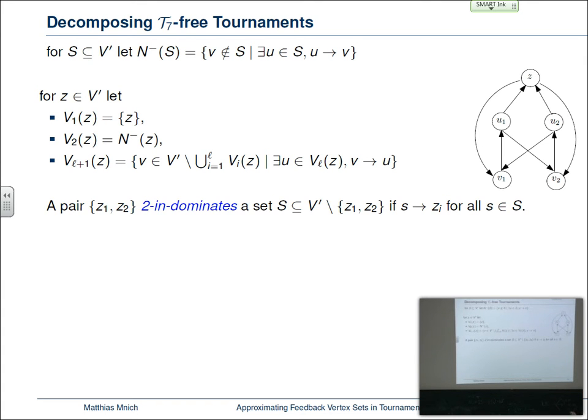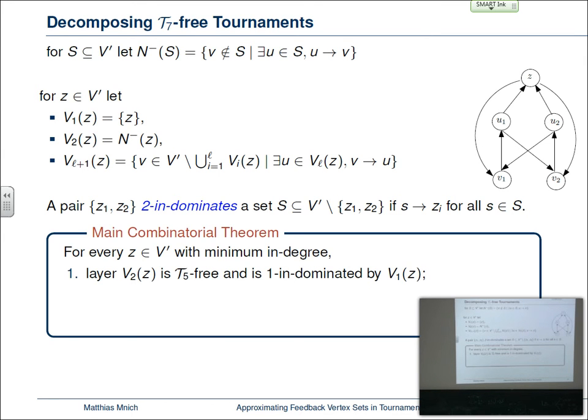Now we say that a pair of nodes, Z1 and Z2, two-in-dominate a set S of nodes if every node from the set S either beats Z1 or beats Z2. Okay?